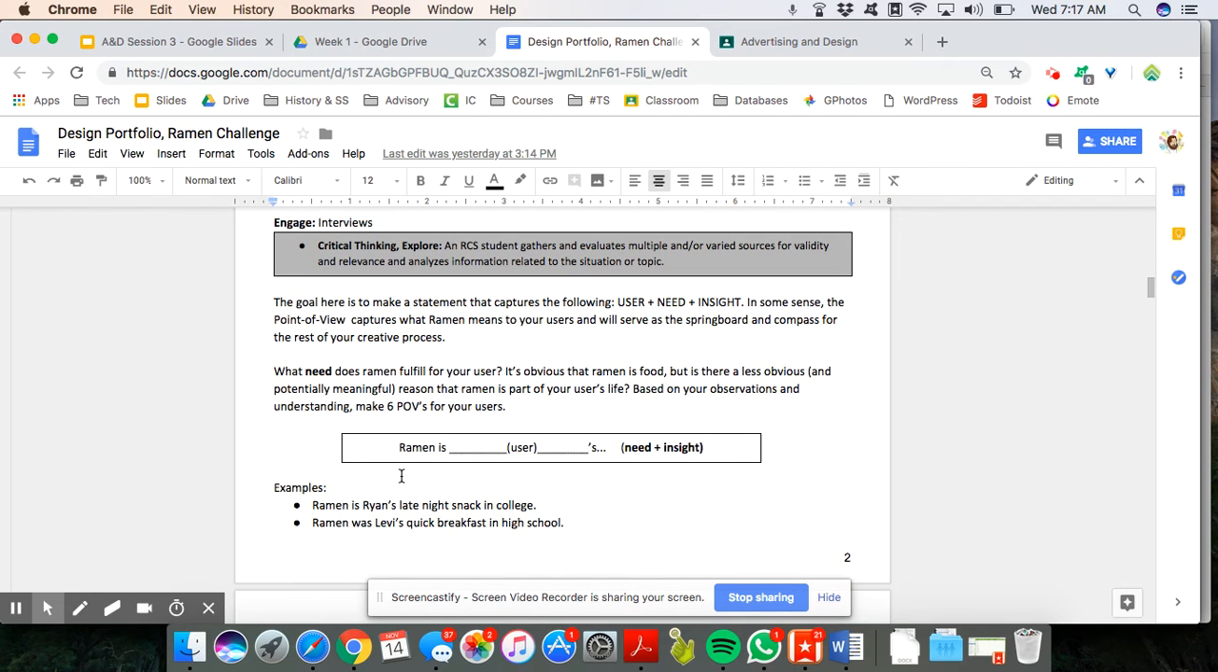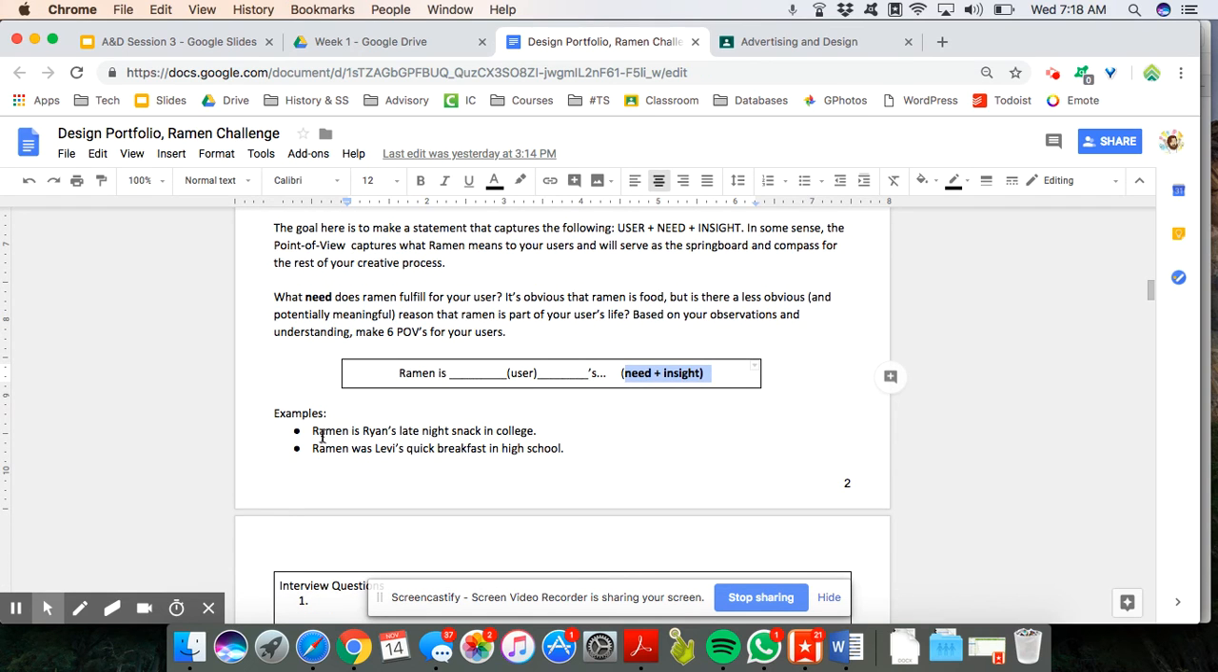The goal is to understand what need ramen fills for the user, because everyone has a different application for how they use it. So we're using this format here: Ramen is blank, the user's name, and then you add how it fills their need or their insight. For example, here are two examples from Levi and I. You can take a look.